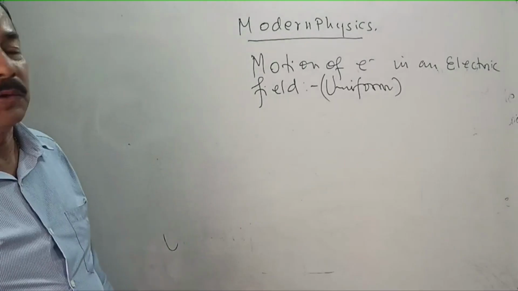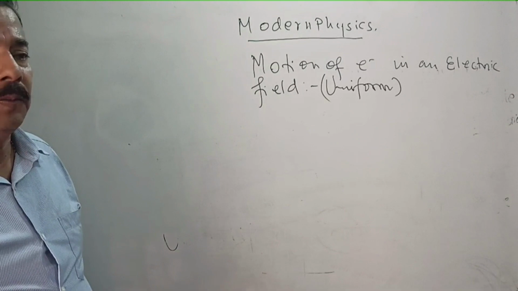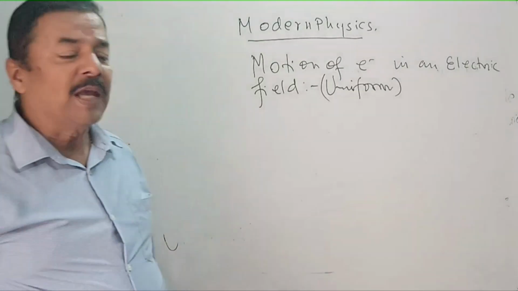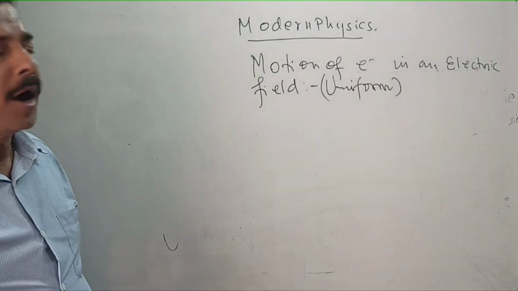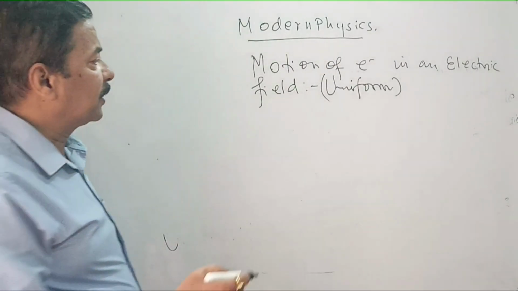But if the electron is projected perpendicular to the direction of the uniform electric field, then what would be the path is what we would like to discuss. So first of all, we have to generate the uniform electric field. And in order to generate the uniform electric field, I am taking a parallel plate capacitor.